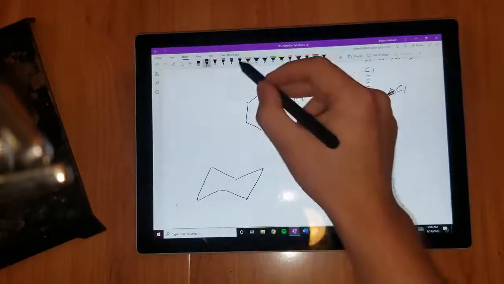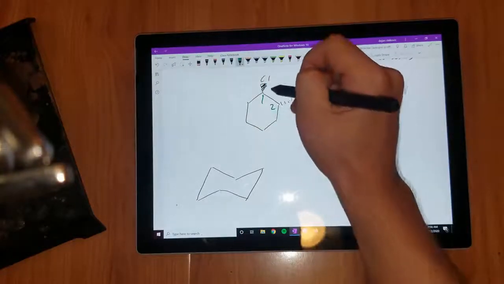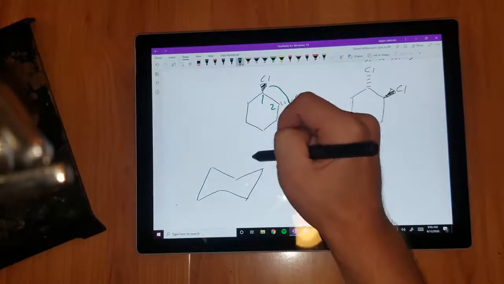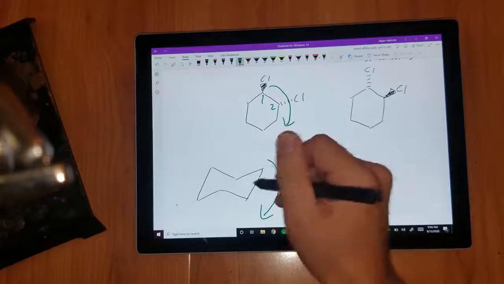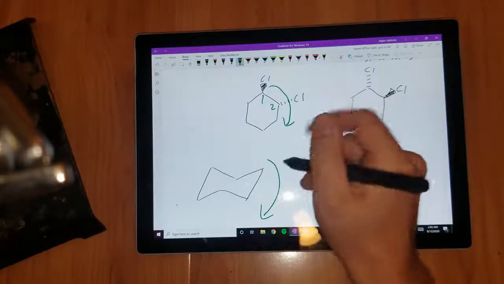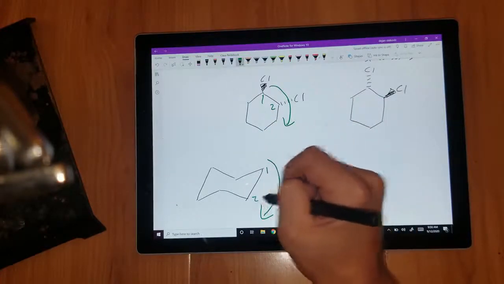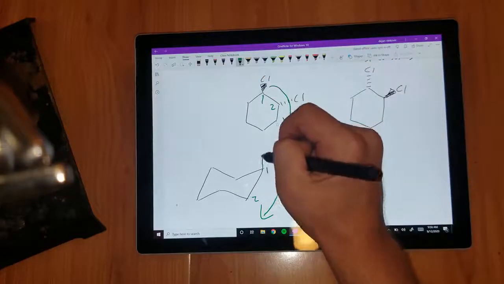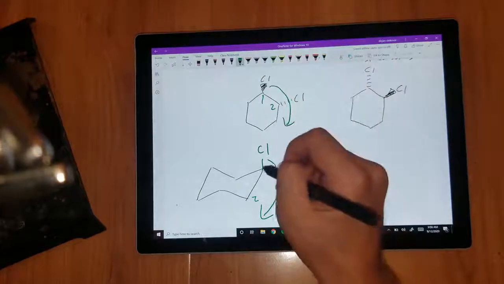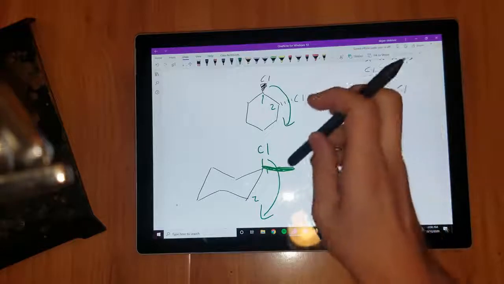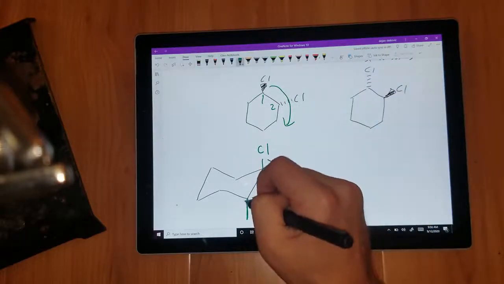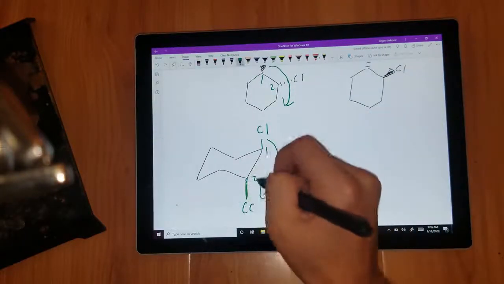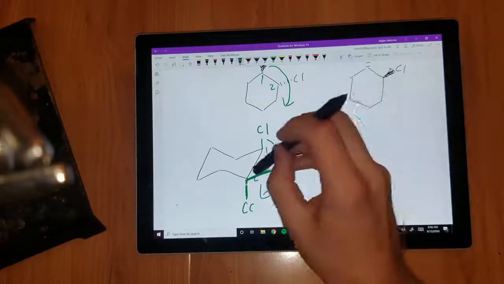Whenever you're drawing the chair conformers, you want to count 1, 2, and if you're going clockwise, you need to go clockwise here as well. It doesn't matter where you start, but you have to go clockwise. So this will be 1, this will be 2, and then we'll have a chlorine up, because this hydrogen here is down, and then a chlorine down, like so, because this hydrogen here is up.